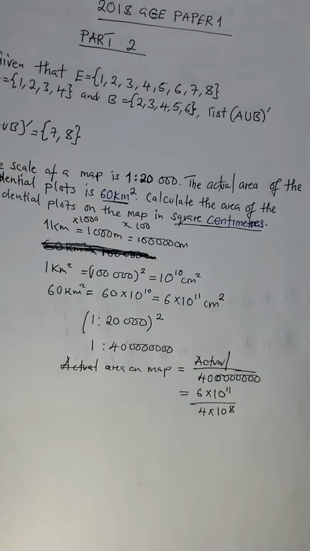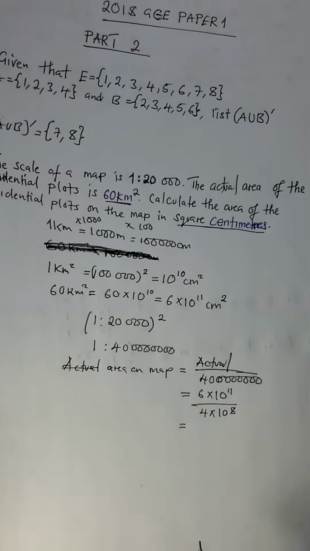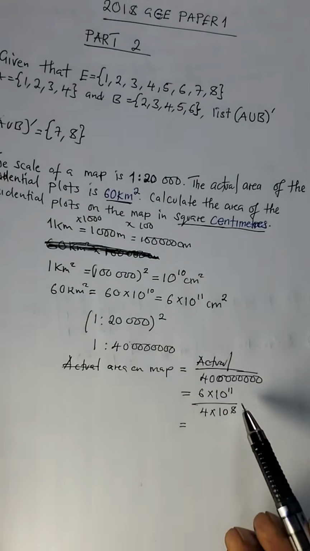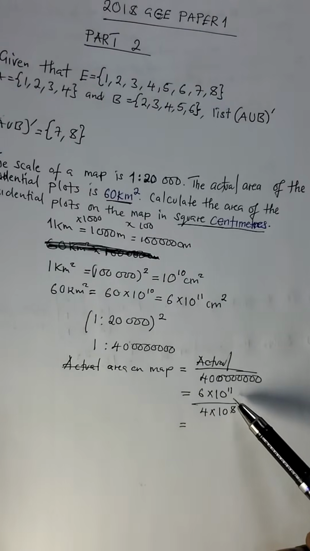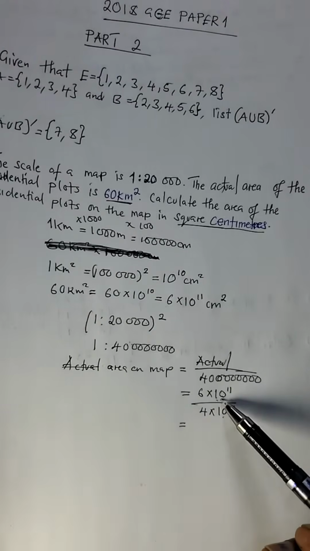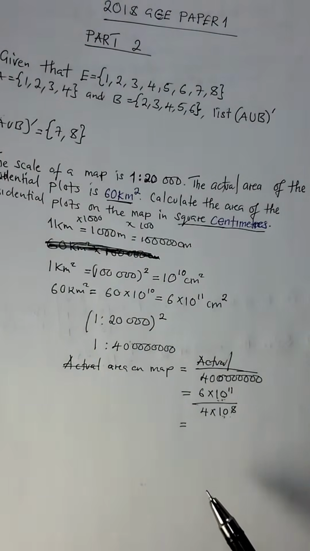Okay, we are on question 2. We are going to answer a number of questions here in this paper. So when you are doing this, this is easy. We're almost done. Remember, this is 10 to the power 11. This is 10 to the power 8. So you can just subtract the powers since we are dividing here. Same base 10. So we can just subtract the powers.